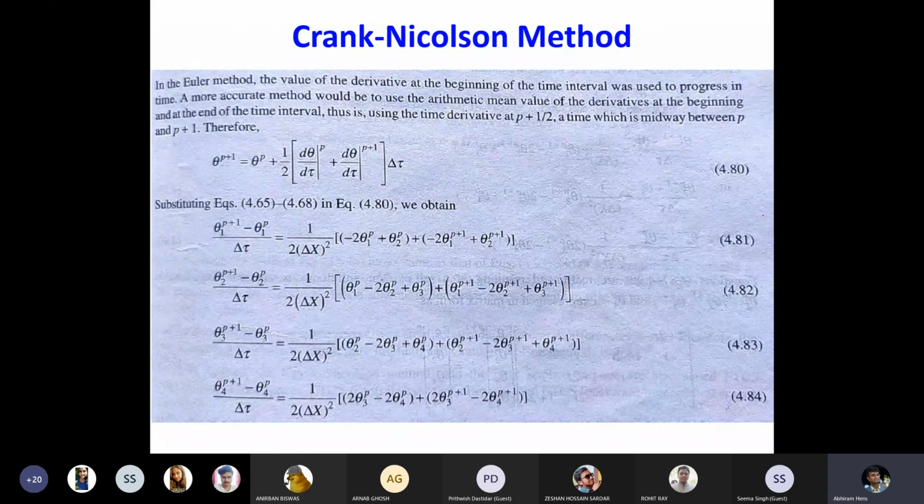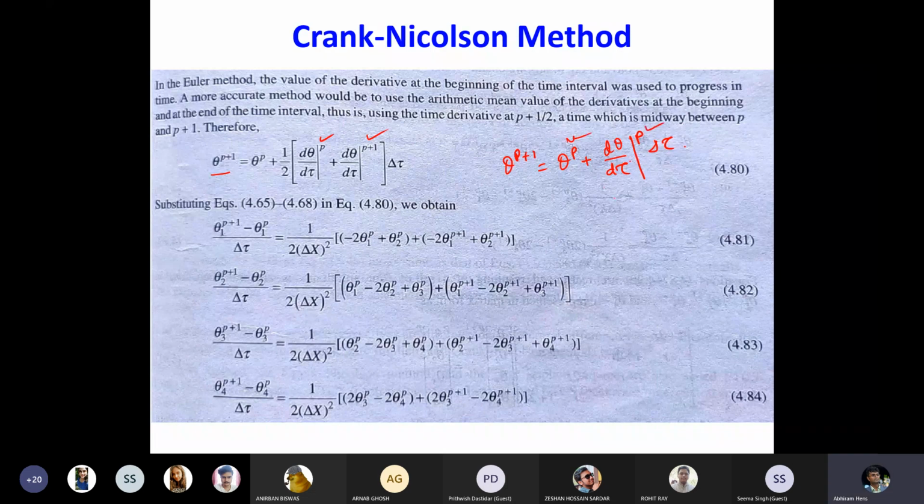Now let us come to the Crank-Nicolson part. As I was pointing out, in Crank-Nicolson, theta p plus 1 is expressed as theta p plus half of the average of the p and p plus 1th terms. So in Euler what did we do? In Euler, theta p plus 1 was expressed as theta p plus d theta d tau, calculated at p, into delta tau. So this is what we have calculated. Why is it called explicit? Because your p plus 1th term is explicitly described in terms of p.